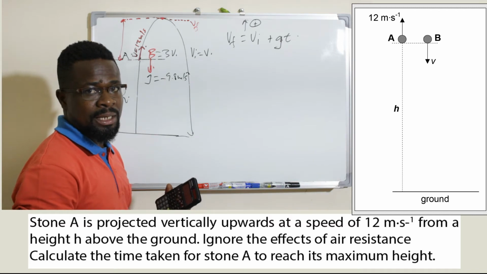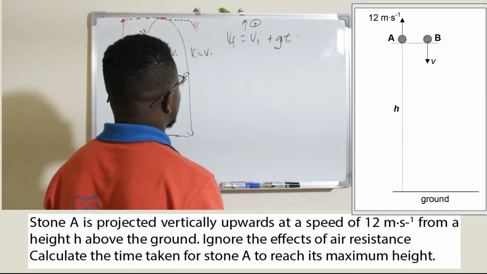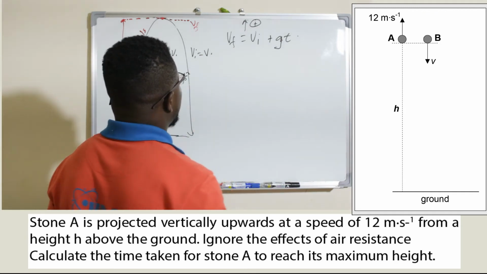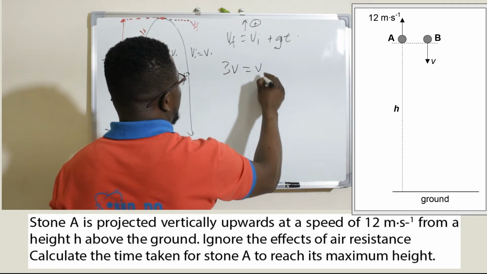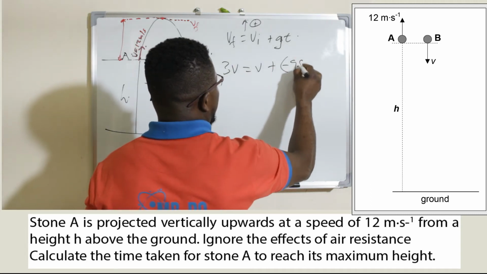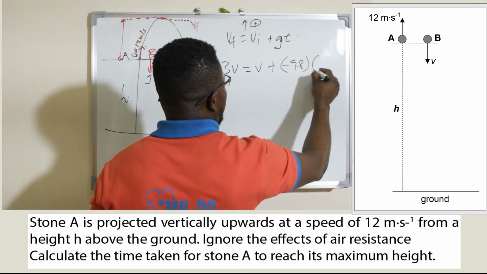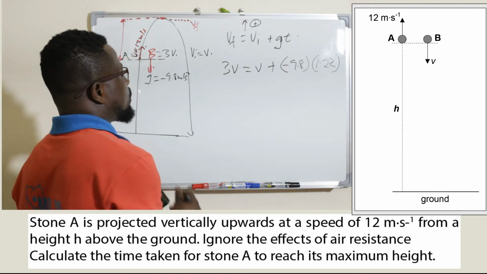9.8 meters per second squared. So let's quickly do the substitution, and then we solve for that particular problem. I'm given 3V, and this is V plus, remember, negative 9.8, and then I am multiplying that by 1.22. And I need to solve for V.